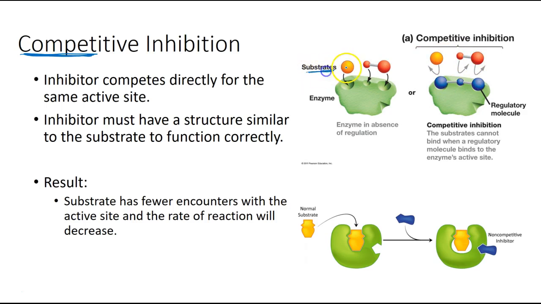you can see over here. Substrates are this orange molecule and this red molecule. These orange and red molecules, which are the substrates, are not going to be allowed to bind to the enzyme properly, and so therefore are inhibited. And it really is that simple.